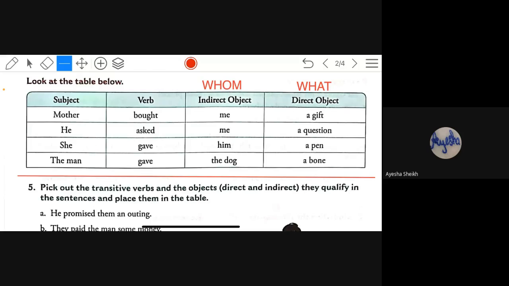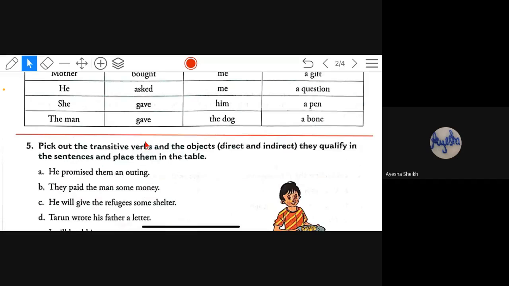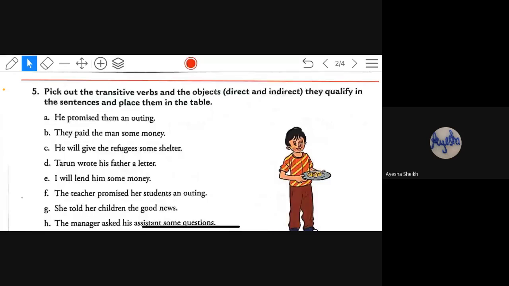So today we keep till here. We understood the concept of transitive and intransitive, how to find out direct object and indirect object. Tomorrow, the next lecture, we'll continue with exercise 5. You have to pick out the transitive verbs and the objects. You have to find out direct and indirect objects. First of all, you have to tell me the verbs. Then you have to tell me whether it is transitive, because all are transitive verbs over here. And you will tell me what is the direct and indirect object. So we shall continue with exercise 5 tomorrow.